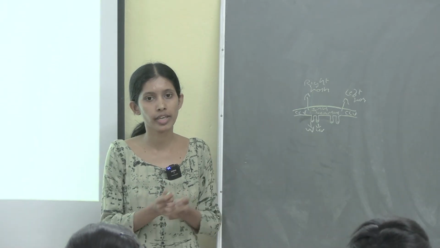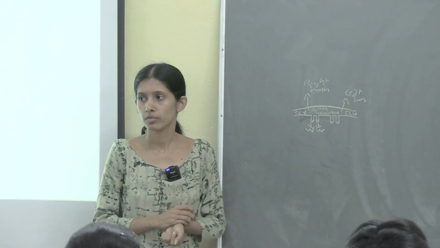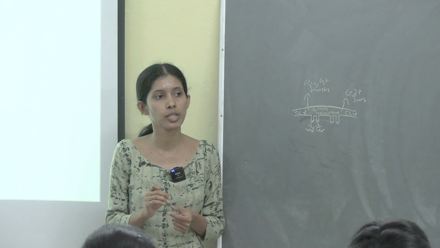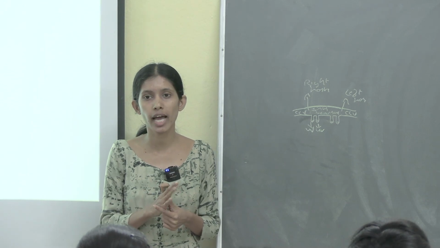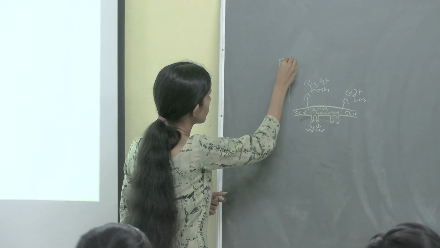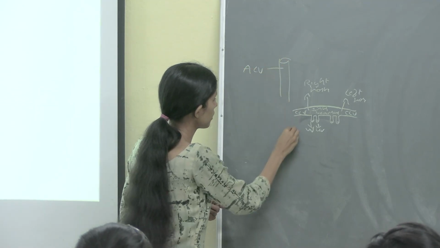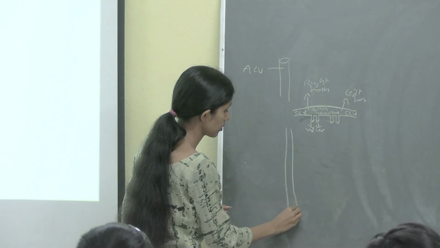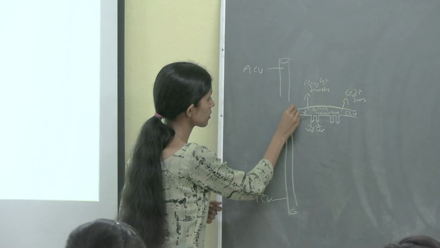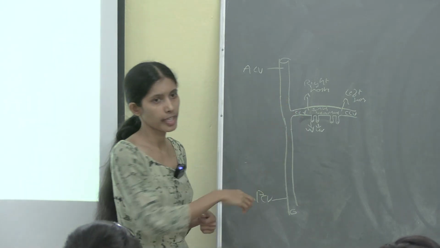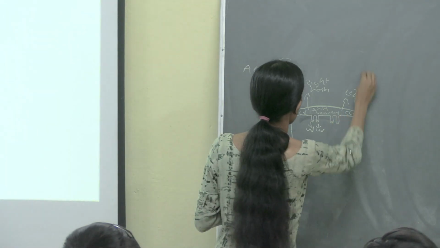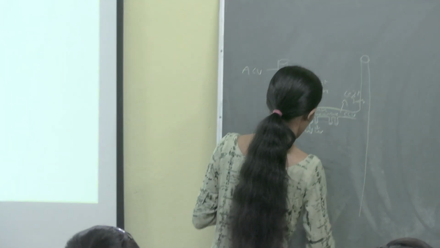How is the common cardinal vein formed? Your common cardinal vein is formed from the fusion of anterior cardinal vein and posterior cardinal vein. Okay, so this is your anterior cardinal vein, and this is the posterior cardinal vein. Fusion of these cardinal veins forms your common cardinal vein. Okay, the same takes place on the left also.